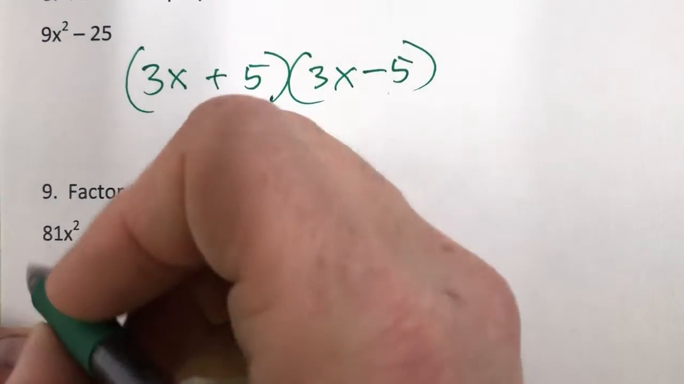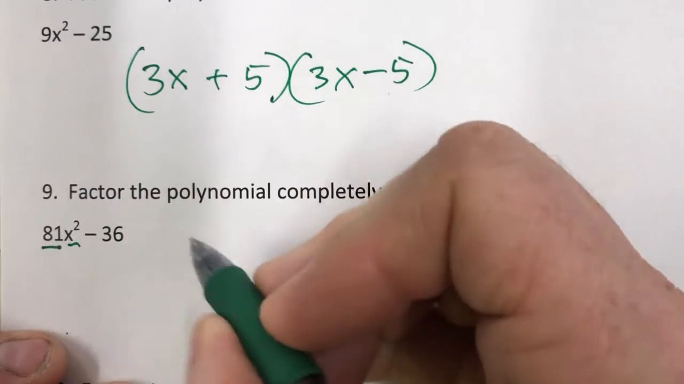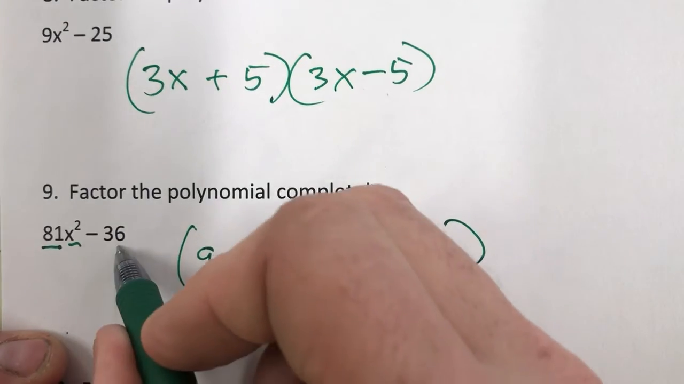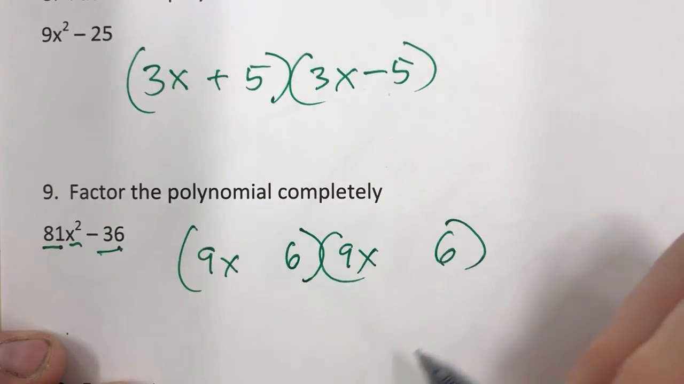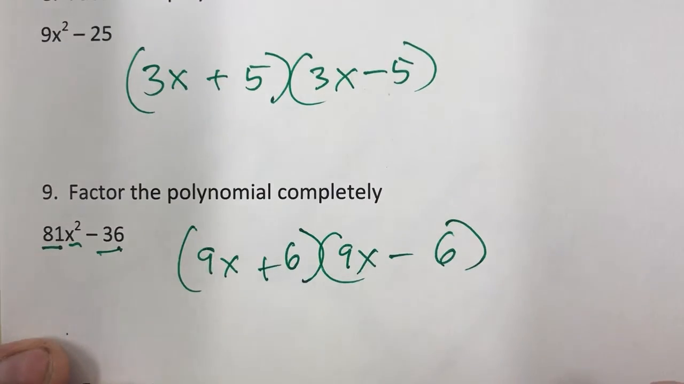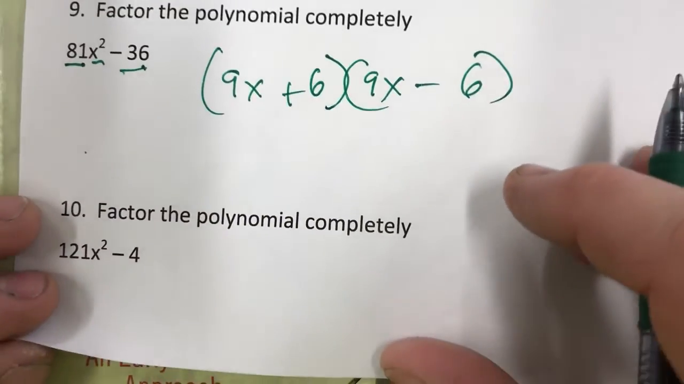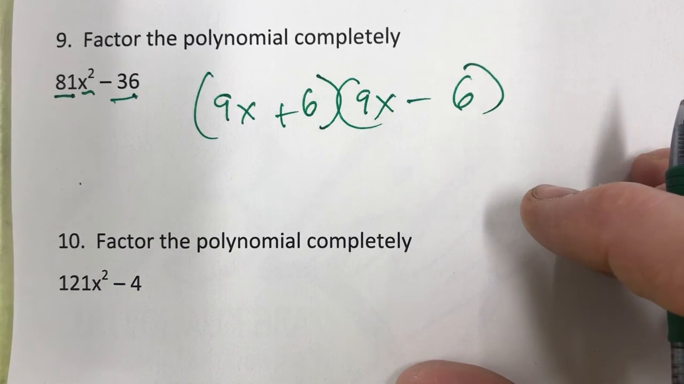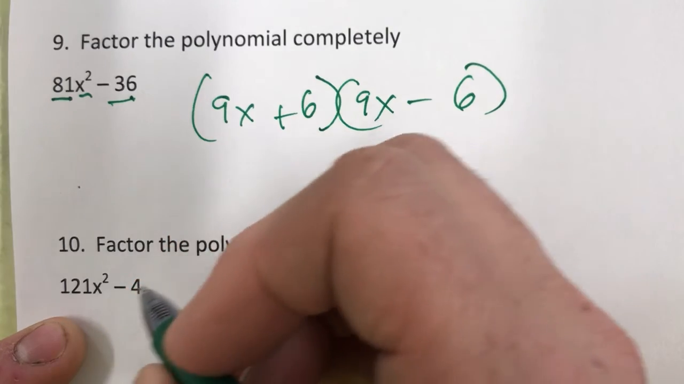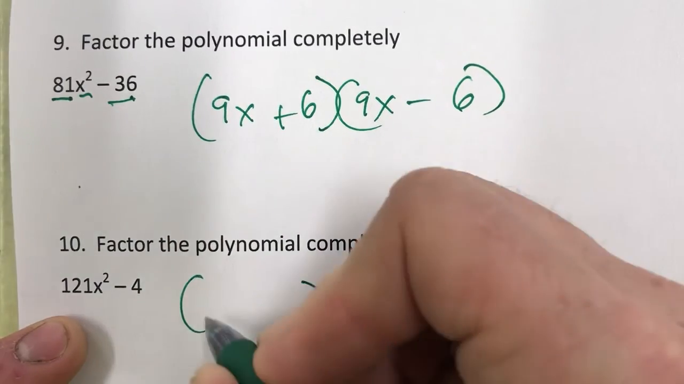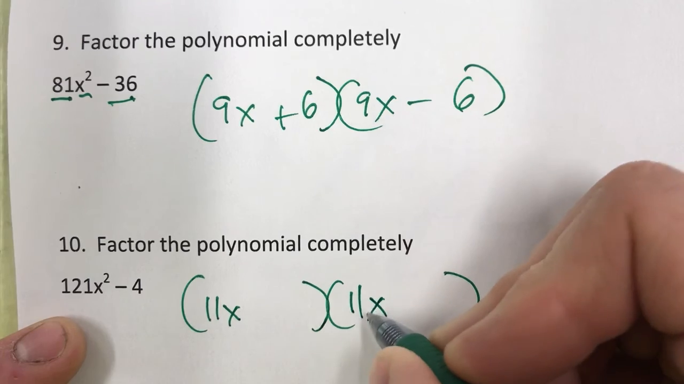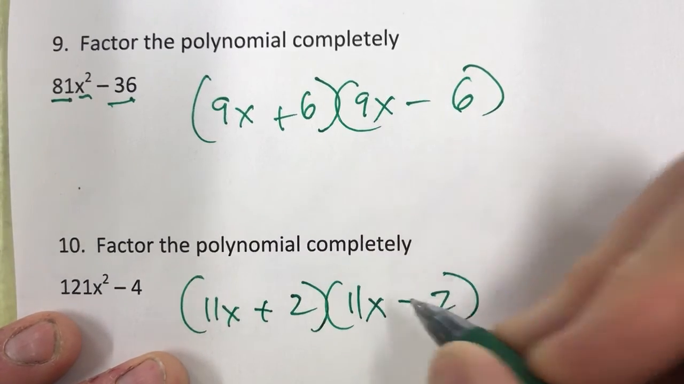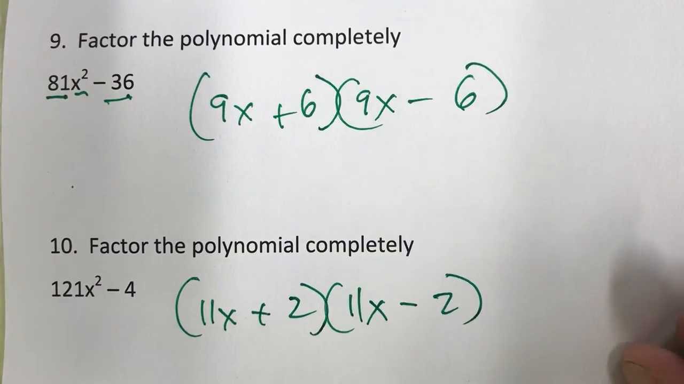This next one, 81x^2, this is 9 squared, this is x^2. So when I do this, 9x and 9x. 36, now that's 6 times 6. One's plus, one's minus. And then this last one I'm going to do, okay, 121, now that's 11 squared. So I've got 11x, 11x. I've got a 4, 2 times 2. One's plus, one's minus. And that's how you do the difference of squares.